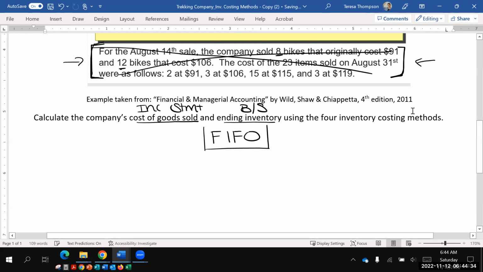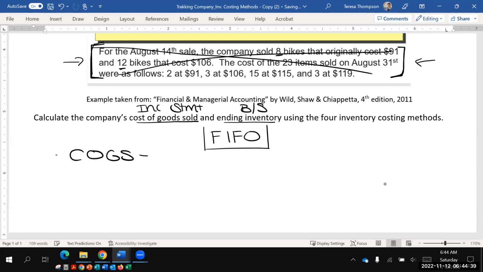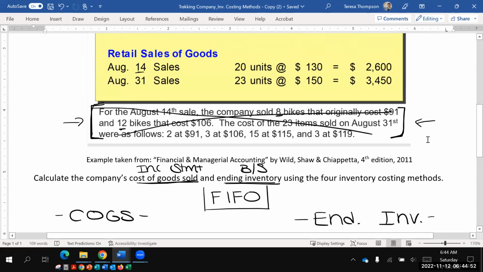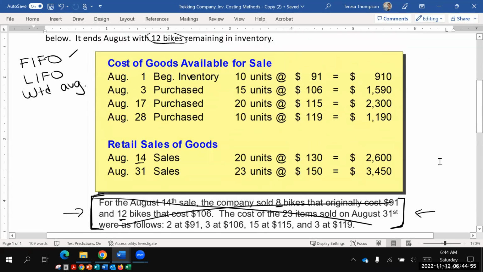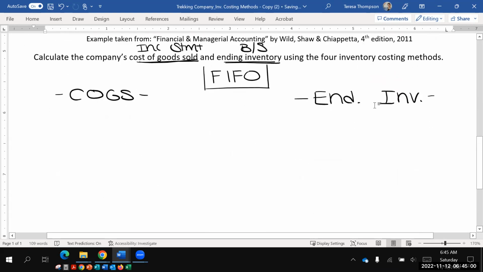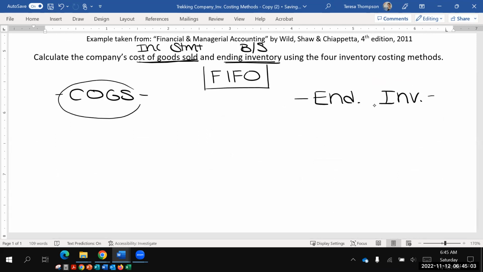And again, I'll show you my format. So I separate it into 2 sides so that we can calculate the cost for ending inventory and cost of goods sold. And then I scroll back up to the data, find out our sales dates, August 14th and August 31st. So those will be the 2 days that I have to calculate the sales for, right? Cost of goods sold. So we had 2 sales dates, August 14th and August 31st.